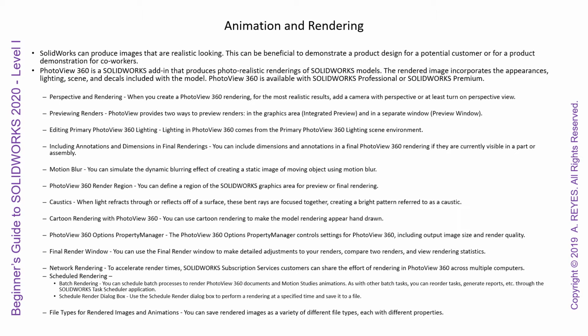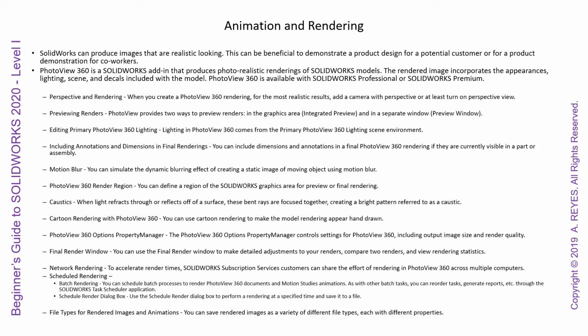Caustics: when light refracts through or reflects off of a surface, the bent rays are focused together. This creates a bright pattern referred to as a caustic. You can do cartoon rendering with PhotoView 360. You can look at different options in the property manager. You can use your final render window to make detailed adjustments, just depending on how it looks and how you want it to look.